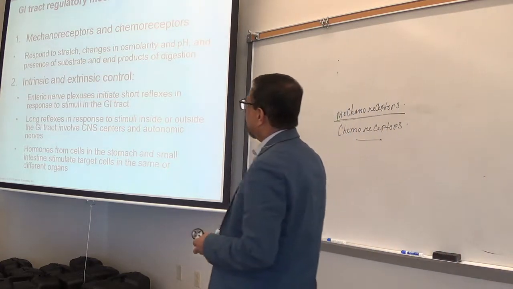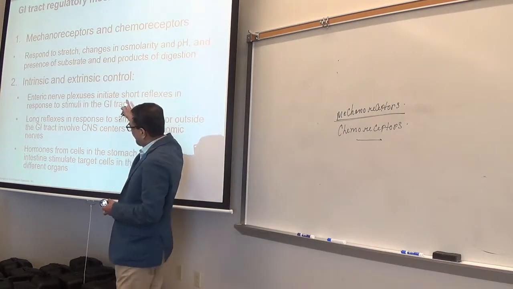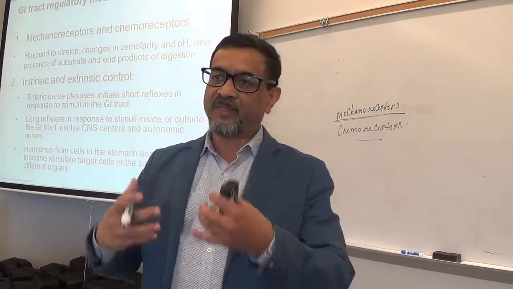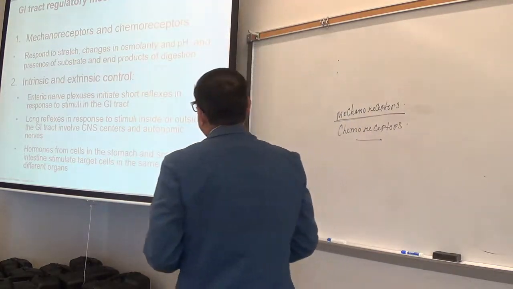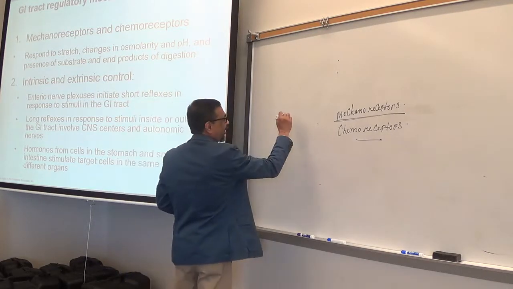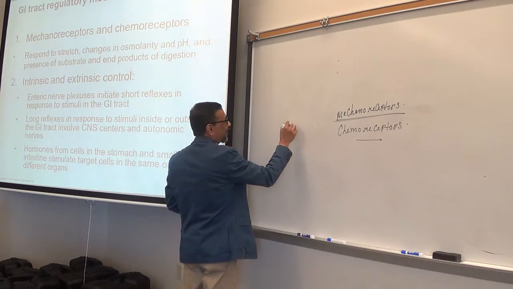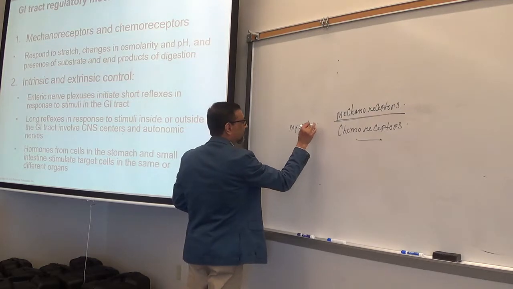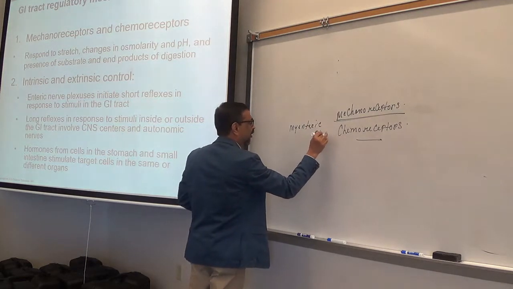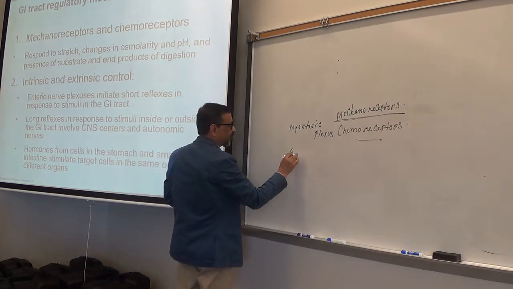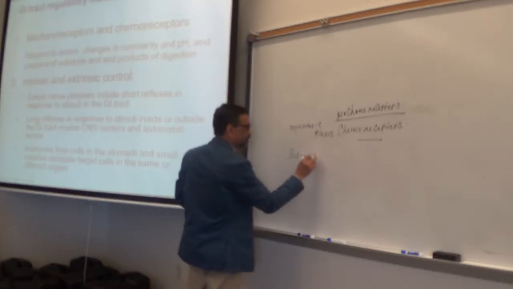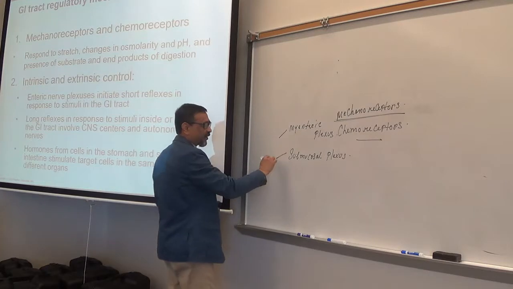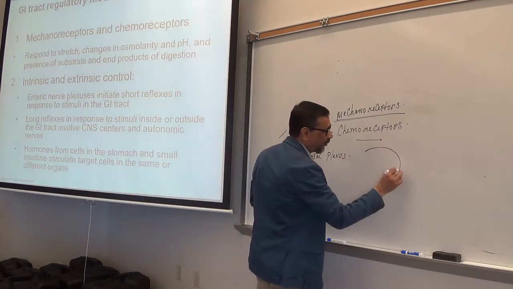Now, the nerve plexuses. In the wall of the GI tract, you have nerve plexuses, and two types of nerve plexuses are present in the wall. One is called myenteric plexus and another is submucosal plexus. Okay? So these are two nerve plexuses present in the wall of the GI tract.